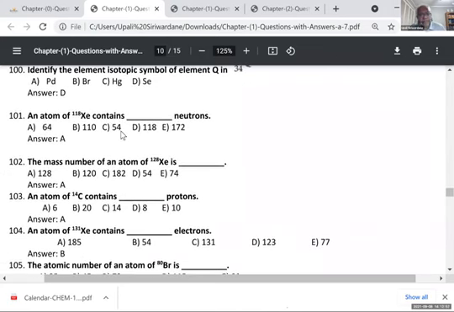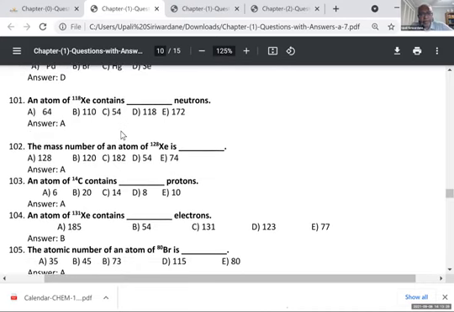An atom of xenon 118, that's the isotopic symbol. Xenon is atomic number 54. I can see from the periodic table, 54. Because when you say xenon, you don't have to be told the atomic number. It's given. How many electrons does it contain? 118 neutrons. 118 minus 54 is 64.